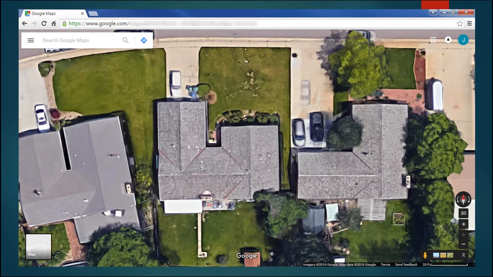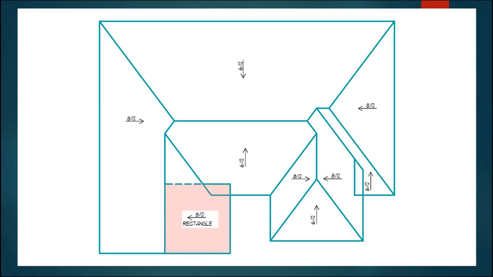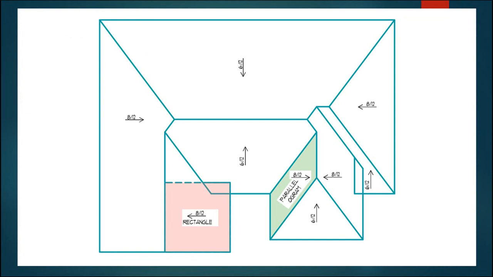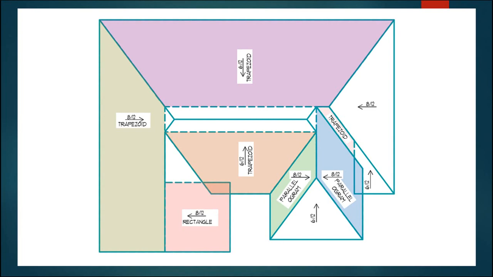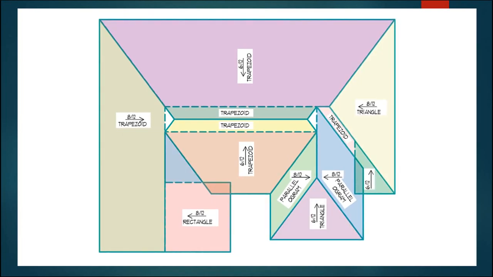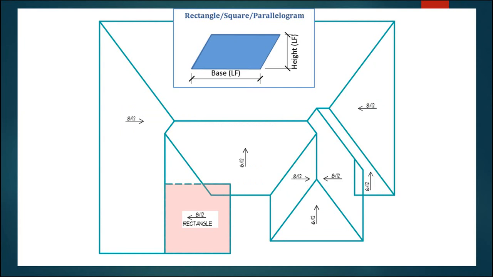Let's start off the takeoff by looking at the roof planes. We've got a rectangle, we've got parallelograms, we've got trapezoids, and we've got triangles. So now once we get that, let's look at each shape one at a time. We've got a rectangle. The spreadsheet tells you that you need a base and a height dimension. So we've got an 11-foot base, 10-foot 4 height, and then also take note of the 8 and 12 roof slope.